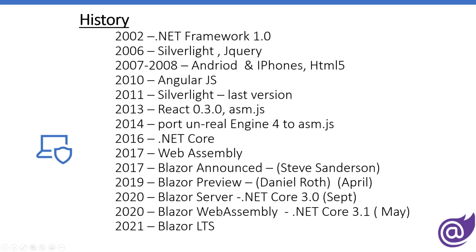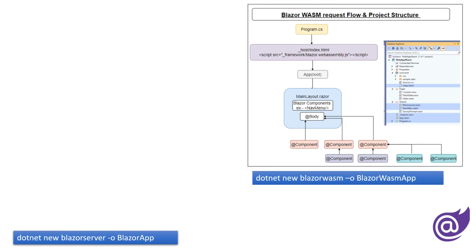And in 2021 they released Blazor long-term support. This is the history of Blazor and the history of .NET. I started with .NET 2.0. Okay, we can switch to the code. Just a moment.